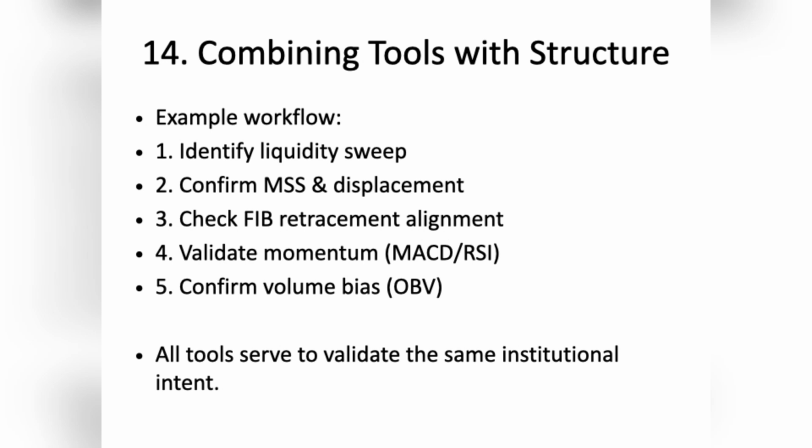3. Check FIB retracement alignment. 4. Validate momentum with MACD or RSI. 5. Confirm volume bias with OBV. The key is that all these tools are serving to validate the same, single narrative of institutional activity that we first read from the pure price action.